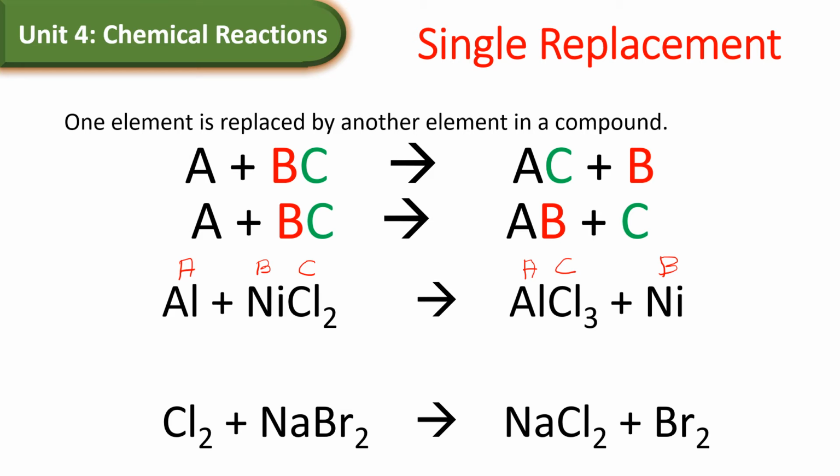Let's go with example number 2. Chlorine combines with sodium bromide to form sodium chloride plus bromine. So chlorine here is A, sodium here is B, and bromide here is C. So sodium is B, chlorine is A, and bromine is C.